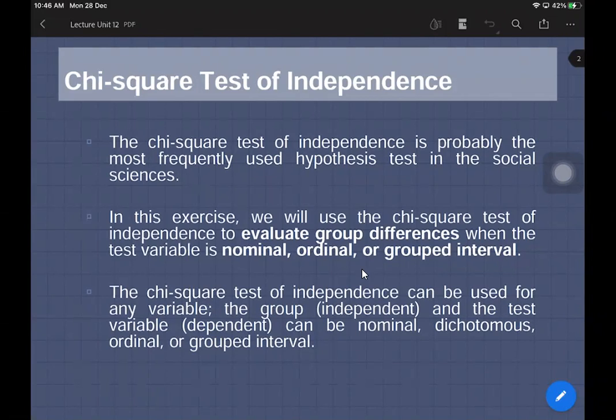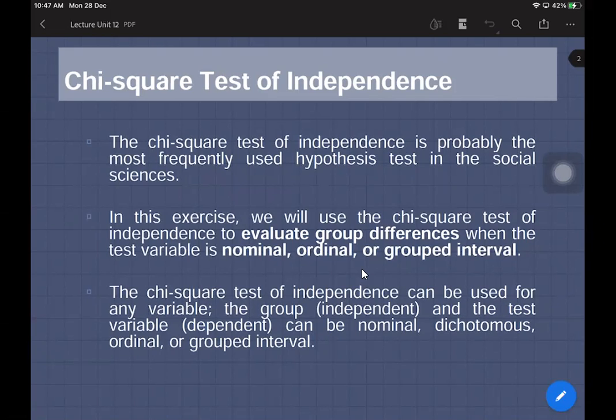SPSS will treat group interval as categorical. Categorical here means qualitative, all right? So it's the same with nominal or ordinal or group interval. The chi-square test of independence can be used for any variables, any groups, and it is used to investigate the relationship between two variables. Is there any relationship or no relationship between the variables?